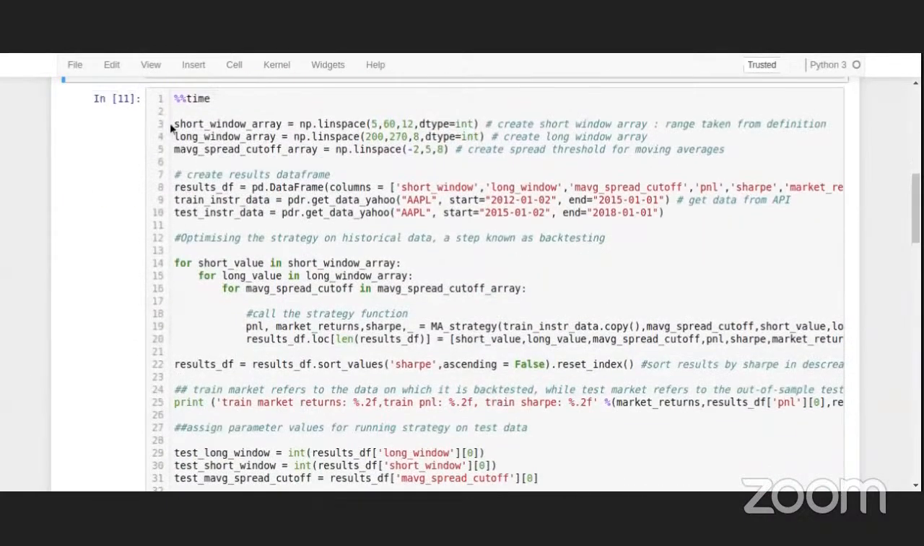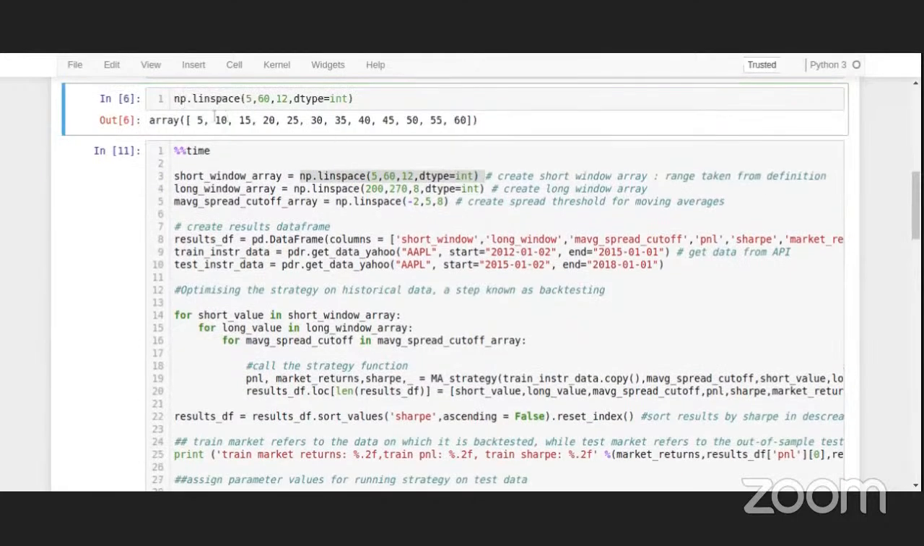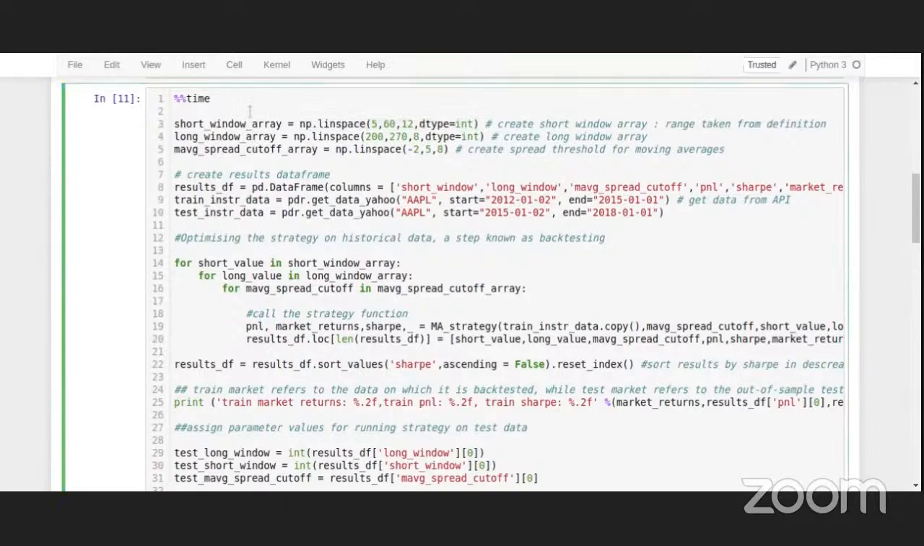So this is where we are describing the parameters. There is a short window. The short window is created by using the linspace module from the NumPy library. We have a starting value of 5, and 60 as the end value, and we're creating 12 values in between, and the values are supposed to be integers. To give an example, we start from 5 and go all the way to 60 at intervals of 5, and the values are all integers. So this is what the short window is.